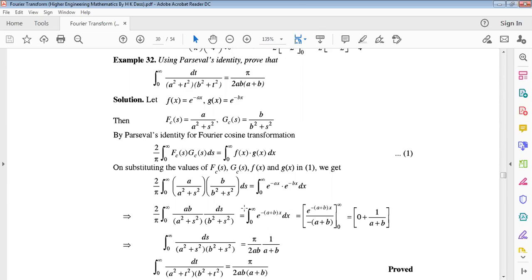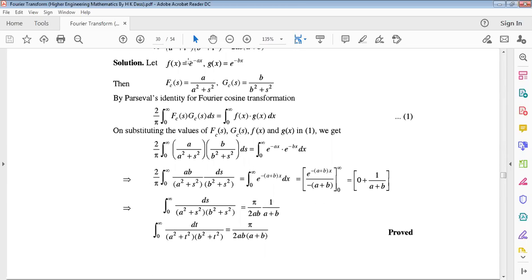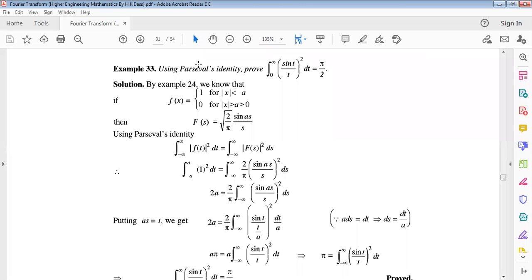Now a similar example, using Parseval's identity, prove that the integral 0 to infinity of (sin t by t) whole square dt equals pi by 2. This is the integration. By the previous example, we knew that f of x equals 1 if the absolute value of x is less than a, and f of x equals 0 for the absolute value of x greater than a.